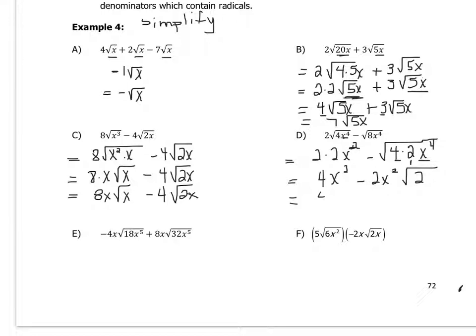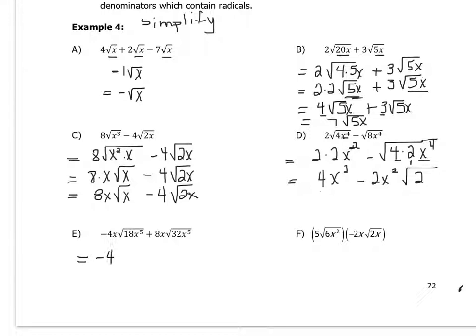So 4x squared, actually there's nothing more you can do with that, because 4x squared is simplified as much as it can be, and 2x squared root 2 has a radical part with it, so you cannot add these. They're not like terms, because even though they both have an x squared, this root 2 is not in both terms, so they're not like radicals.